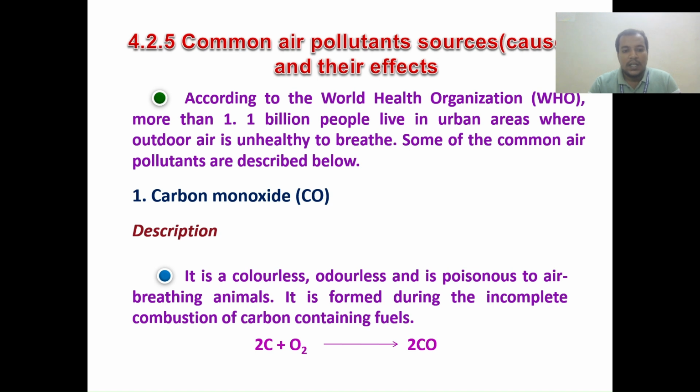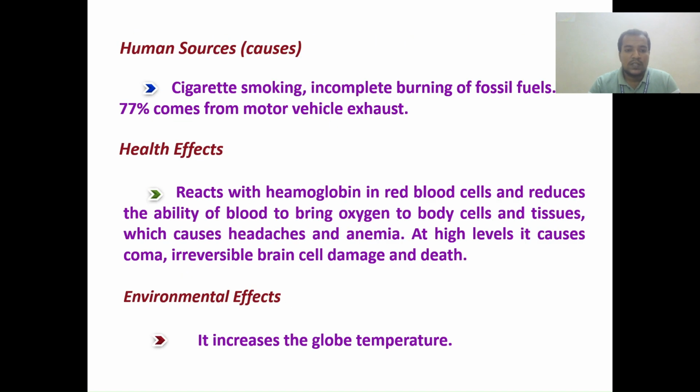Carbon monoxide is a colorless, odorless gas that is poisonous to air-breathing animals. It is formed during the incomplete combustion of carbon-containing fuels. The reaction is shown in the slide. Human sources include cigarette smoking and the incomplete burning of fossil fuels. About 77% of carbon monoxide comes from motor vehicle exhaust.